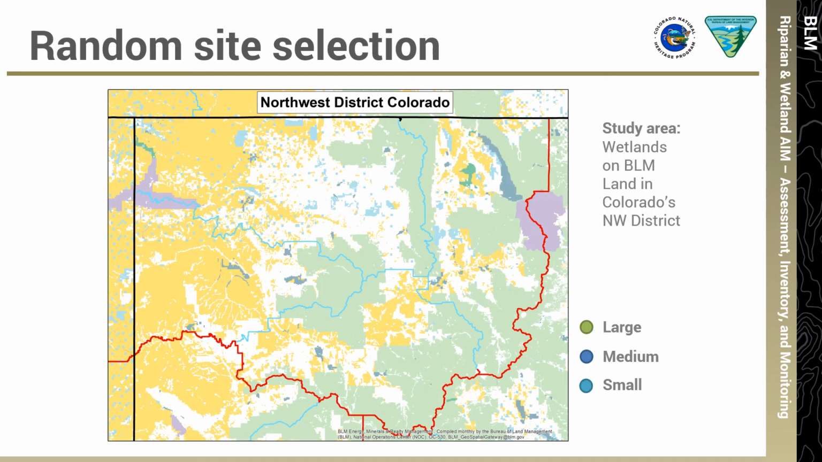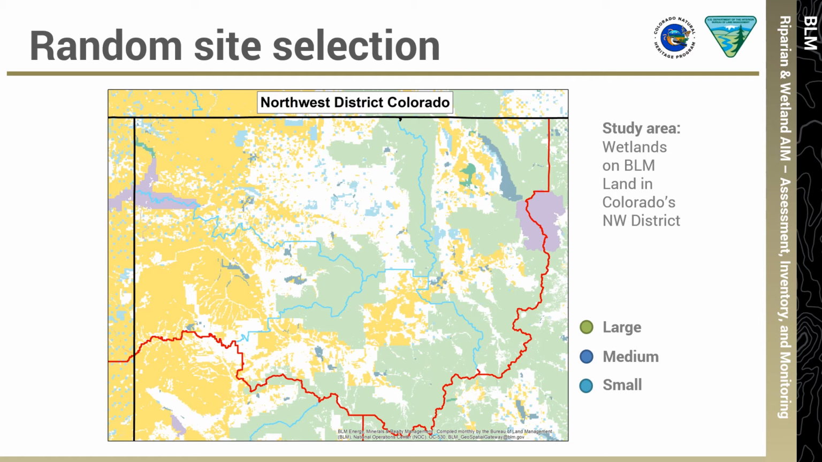In order to gain inference to the whole landscape, our study area of interest and target population are wetlands on BLM lands in Colorado's Northwest District. We will stratify by wetland size, so large, medium, and small wetlands, and we will use a spatially balanced random sample algorithm to select sample points in each of our strata on BLM lands. BLM lands here are shown in yellow across the study area.